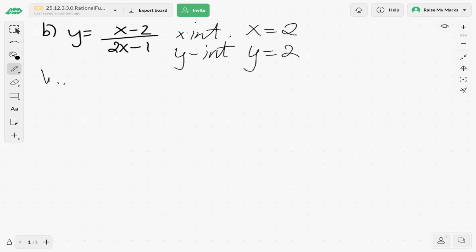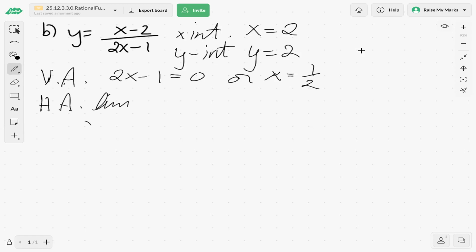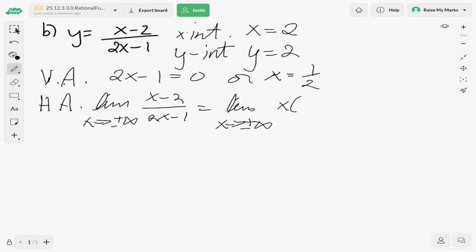That's easy. And then our vertical asymptote occurs when our function is undefined. That occurs when the denominator equals 0. So when 2x minus 1 equals 0, or when x equals 1/2, that's our vertical asymptote. For our horizontal asymptote, let's take the limit as x approaches positive or negative infinity of our function, x minus 2 over 2x minus 1. Okay, we're going to factor out the x in the numerator and denominator. Let's see what happens.